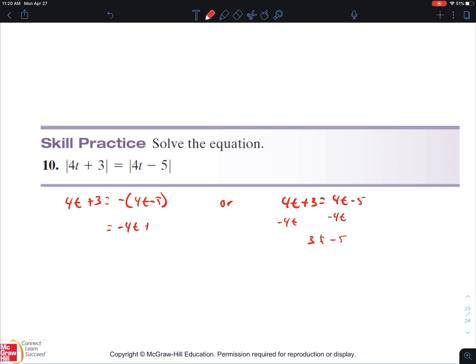I'm going to distribute the negative on the right side. I'm going to add 4t to both sides. So I get 8t plus 3 is equal to 5. Subtract the 3, I get 2. And then here I get t is equal to 2/8 or 1/4.